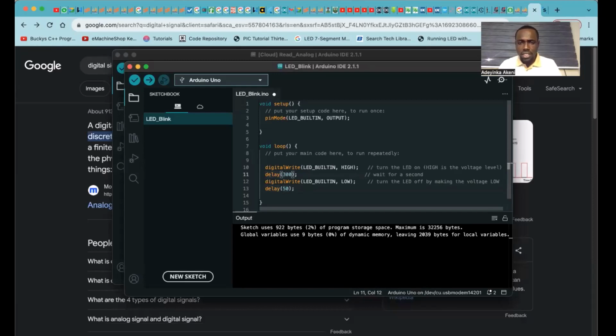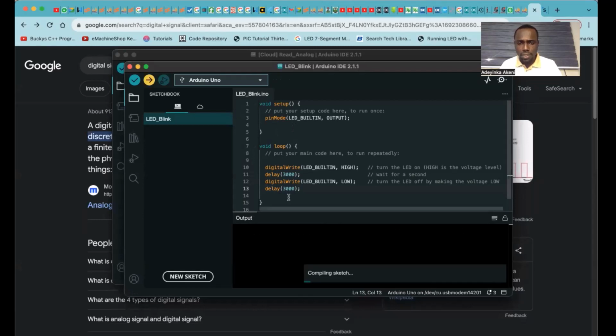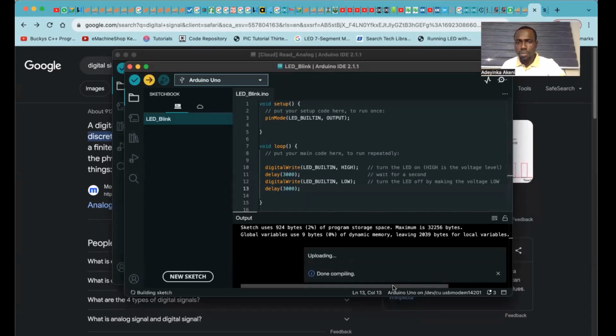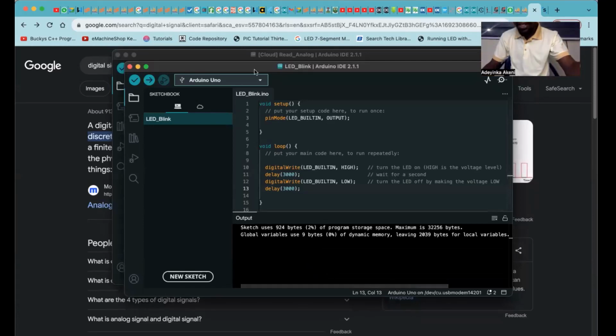And this is being tagged as frequency, that is the number of blinks that occur in 1 second. That is, 1 over period is the formula for frequency. So let us try to upload this at this point in time. Then what we're going to see now is going to be very much different from what we've seen in times past. Let me just show you the difference.